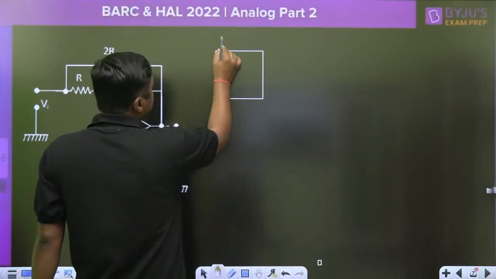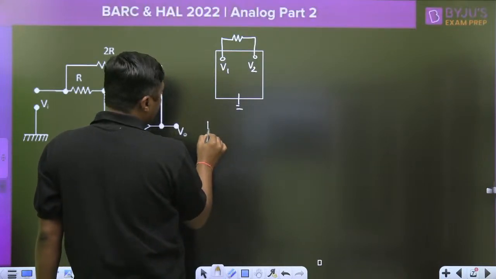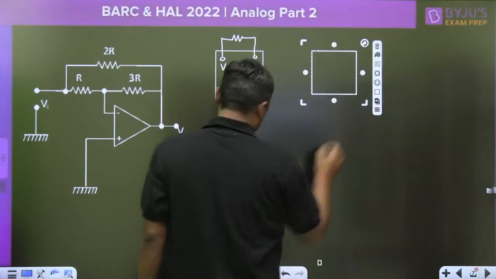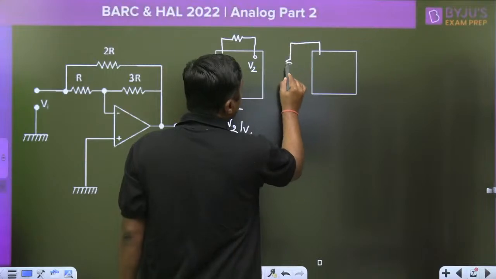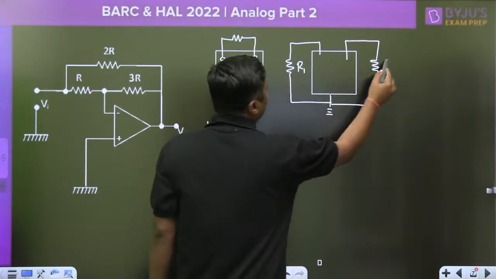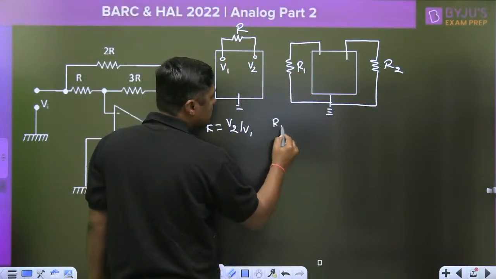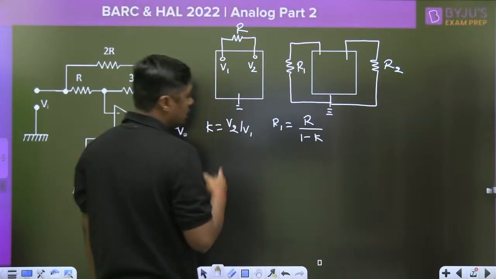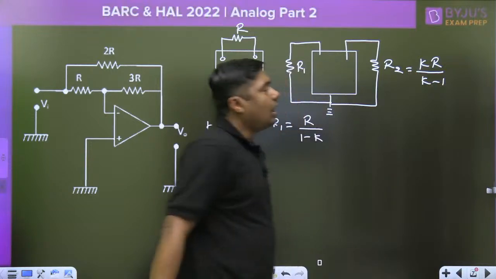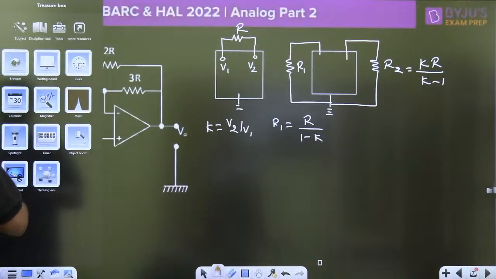Suppose we are having one resistor here. Then this is the V1, this is the V2. If we are having the value K as V2 by V1, then we can break this resistor into two parts. One, this is the R. You can get a direct question from this theorem. Here another R. This is called R1 and that is called R2. Now simply this R is broken into two parts, R1 and R2, and this R1 is given by R upon 1 minus K, and this R2 is given by KR upon K minus 1. That is called Miller's theorem.